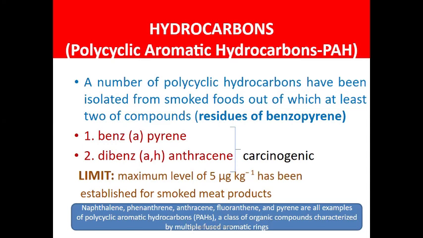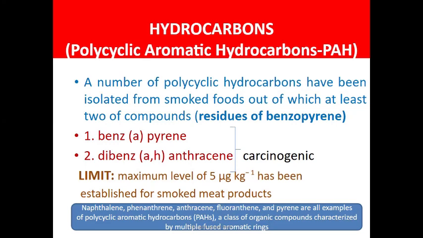A number of polycyclic hydrocarbons have been isolated from smoked food, out of which at least two compounds, like residue of the benzopyrene, especially the hydrocarbons like naphthalene, anthracene, fluoranthracene, pyrene, are all examples of PAH, a class of organic compounds characterized by multiple fused aromatic rings. So as the temperature increases, the number of rings will also increase.